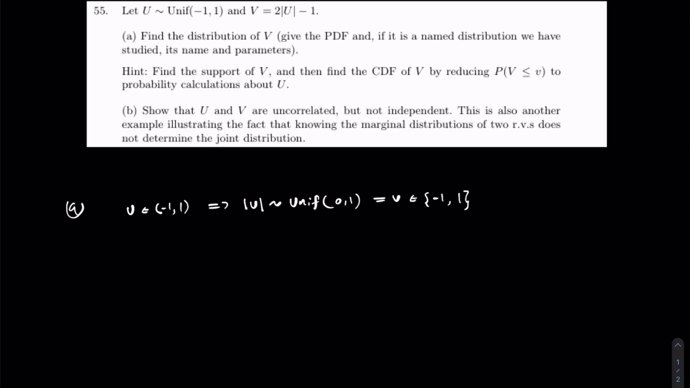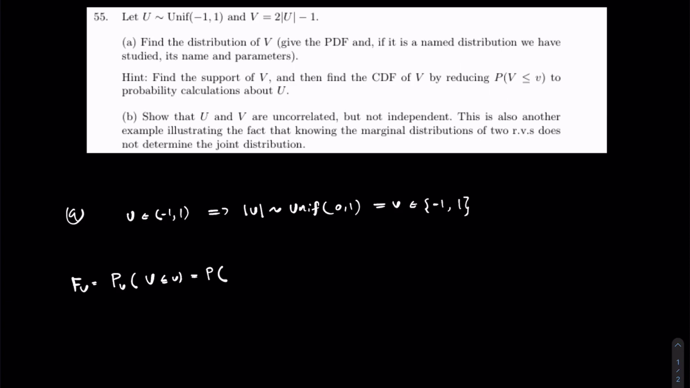Let's now start by calculating the CDF of v. That's a little easier, and it's also given by the hint here. It's usually easier to find the CDF and then just take the derivative of that CDF to get the PDF. The CDF of v is defined as F of v, which is just the probability of v taking some little value v.